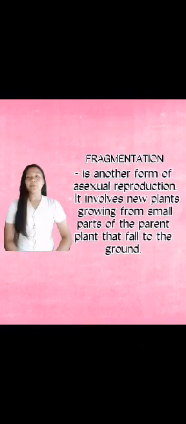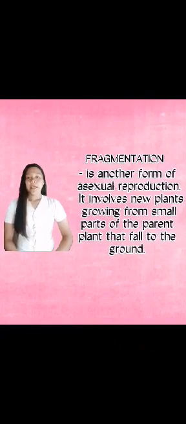And then fragmentation is another form of asexual reproduction. It involves new plants growing from small parts of a parent plant that fall to the ground. This is one of the ways that plants like liverworts and mosses reproduce. Propagating from cuttings is another method of fragmentation.